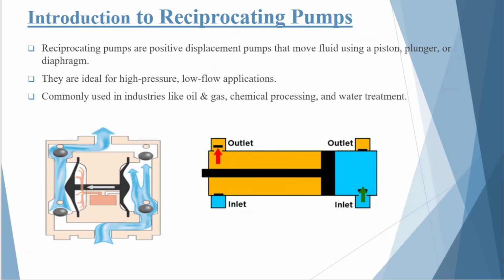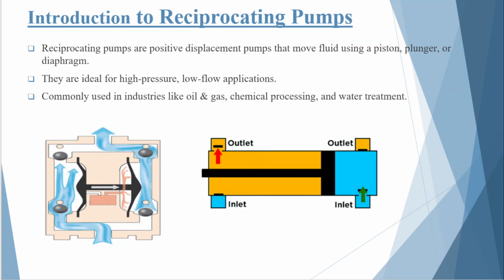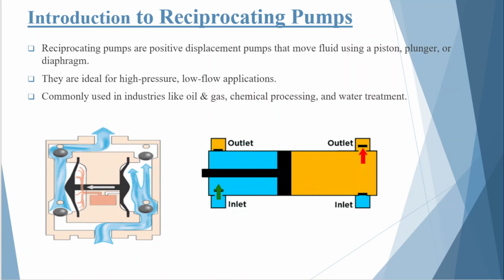Now, as the crankshaft continues rotating, the piston starts moving in the opposite direction. The liquid inside the cylinder is compressed. The suction valve closes. The discharge valve opens. The trapped liquid is forced into the discharge piping. This is called the discharge stroke.